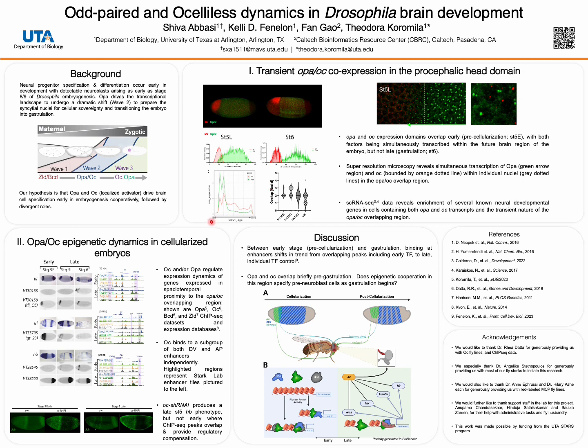Again, single cell RNA sequencing data for OPA and OC confirm our previous data, and confirm that OPA and OC overlap is just before gastrulation and for a very short time.